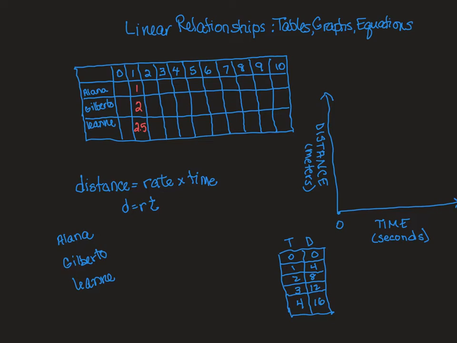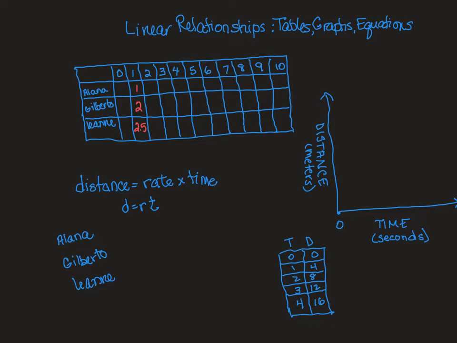Now, they ask you to make a table, so you can see what those relationships look like. You assume that they are going to go 1 or 2 or 2.5 meters per second as they go. They're going to keep that pace. They talk about making the table from the first 10. I'm going to insist that every table you make, you start with 0.